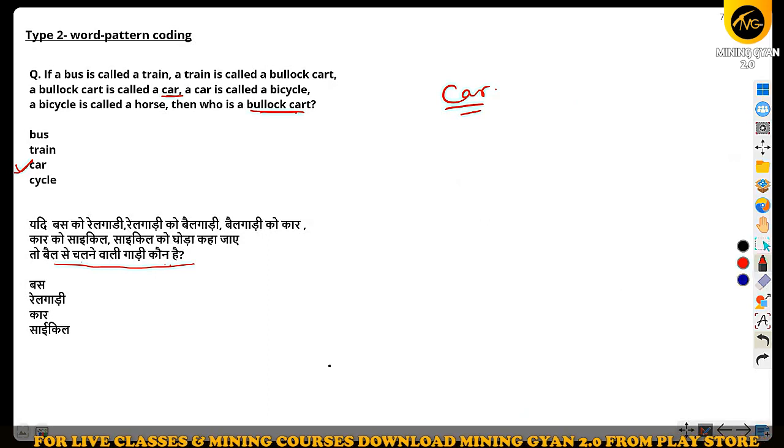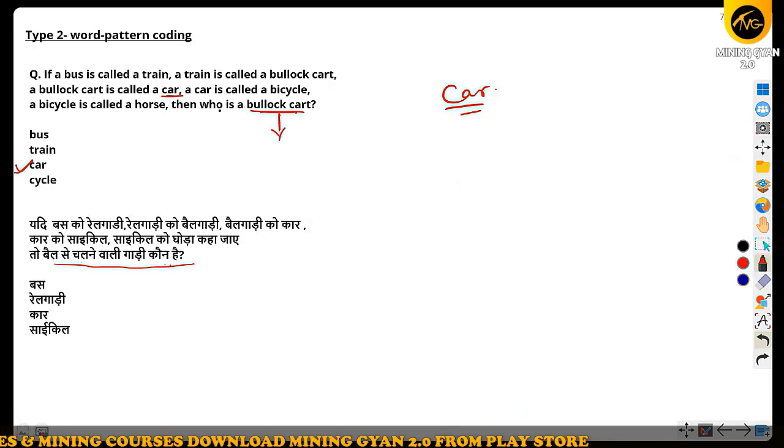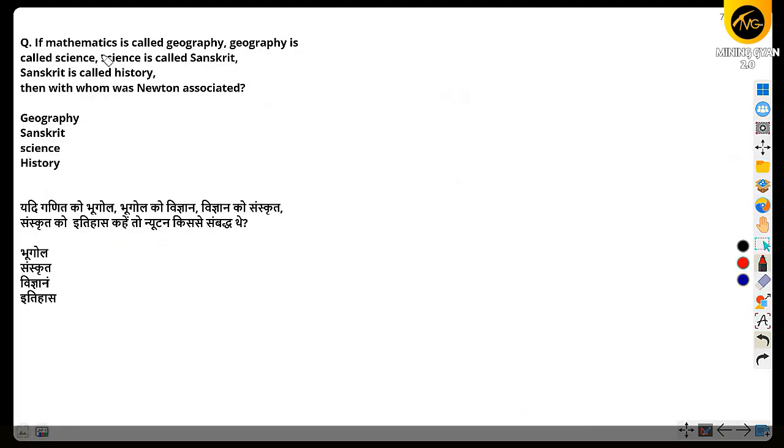So in this type of question, there is no challenge to find out the answer. Just find out what is already called the bullock cart, and that will be the answer. In the question, a bullock cart is called a car, so the answer will be car. The answer is hidden in the question itself. If you read the question carefully, then you can easily find out the answer.